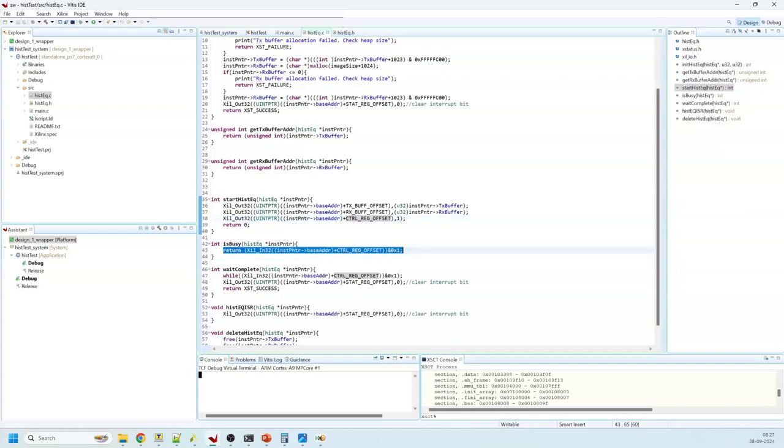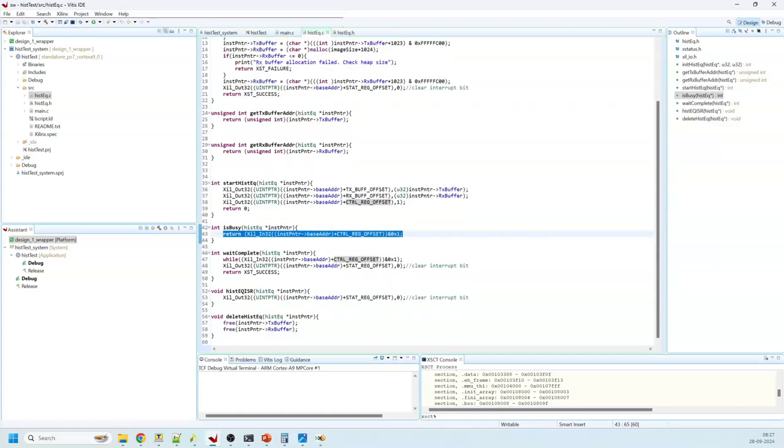This API is used to check whether the IP is busy or not, that means whether it is processing any image as of now. Again, the idea used is pretty straightforward. It reads the control register and looks at bit zero. If bit zero is set, that means it hasn't finished processing. In the hardware code, if you remember, once the IP completes processing, it automatically clears the control register. In that case, this bit will be zero, so it will return zero, otherwise it will return one, indicating the IP is busy.